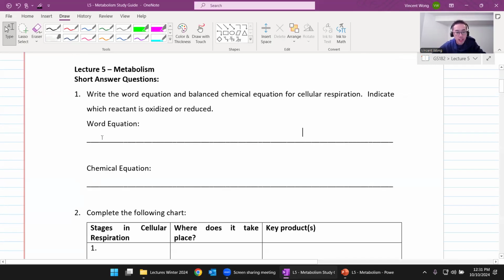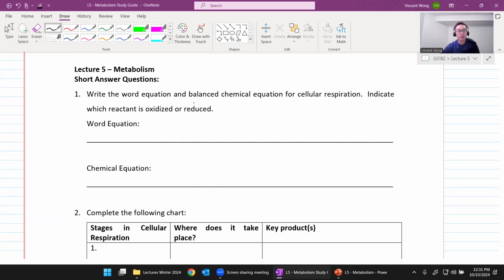So let's recap what we've done so far on Tuesday's lesson. This is the study guide. If you have it, please take it out. If not, that's okay. You can just copy whatever I have here on a piece of paper. That works as well. So we learned about cellular respiration as a way to generate energy in our cells.